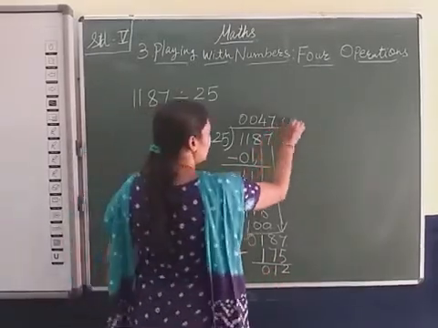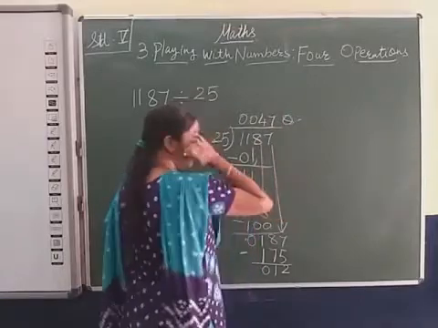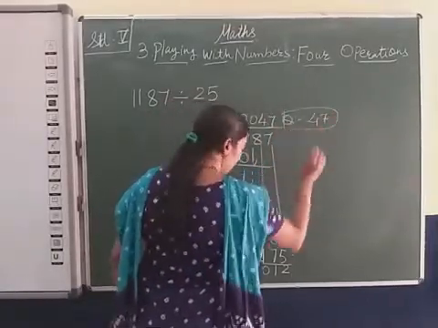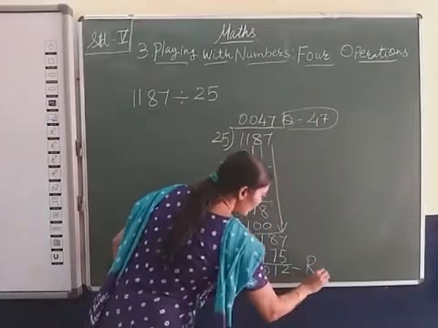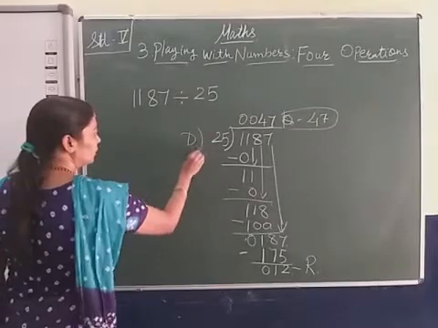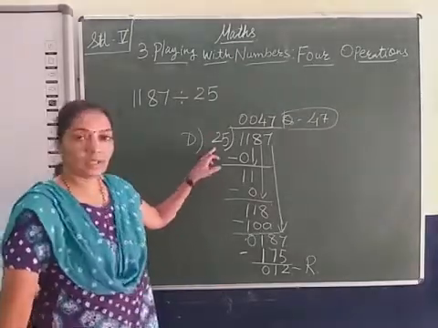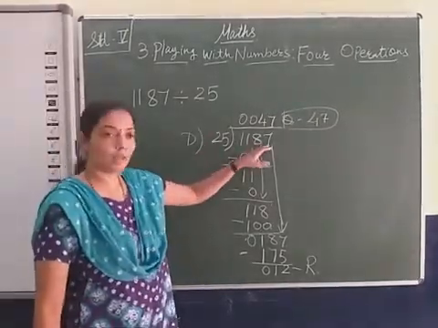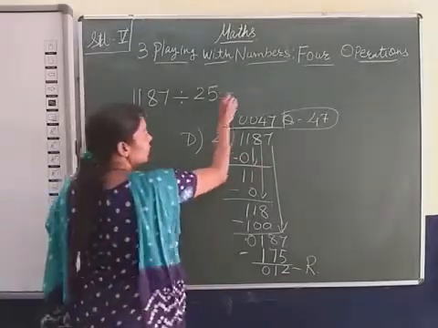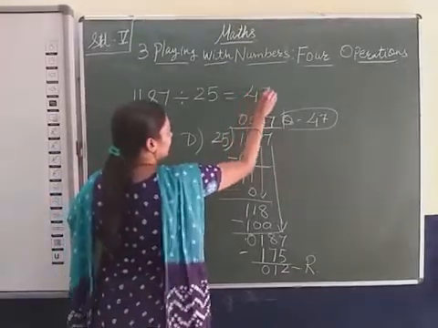So this is our quotient, 47. This is the remainder, and divisor 25 and dividend 1187. So our answer is, we will write here 47.